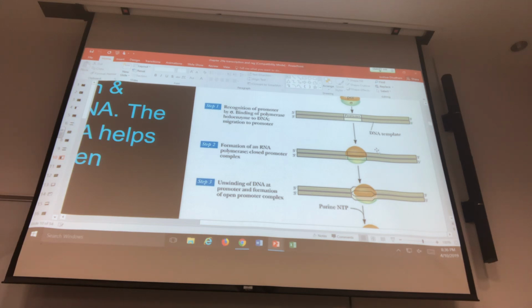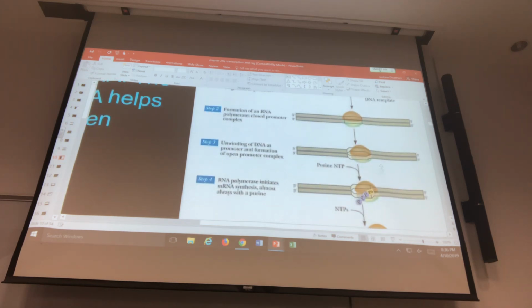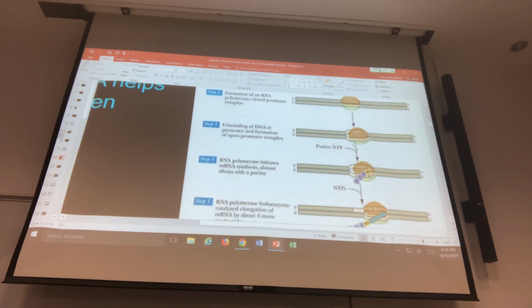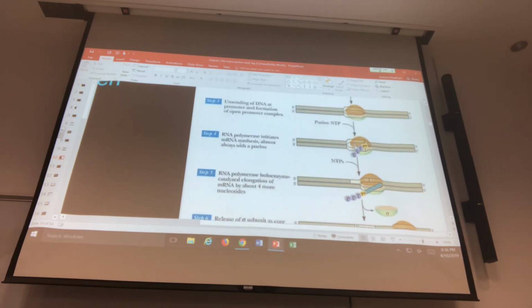If it is going to commit to transcription, it will have to open up DNA at the Pribnow box region. When it does so, you form the open promoter complex. This RNA polymerase is tightly bound to your DNA now, and it has committed to performing transcription. In fact, in the initiation phase, it will synthesize the first few nucleotides in your mRNA.